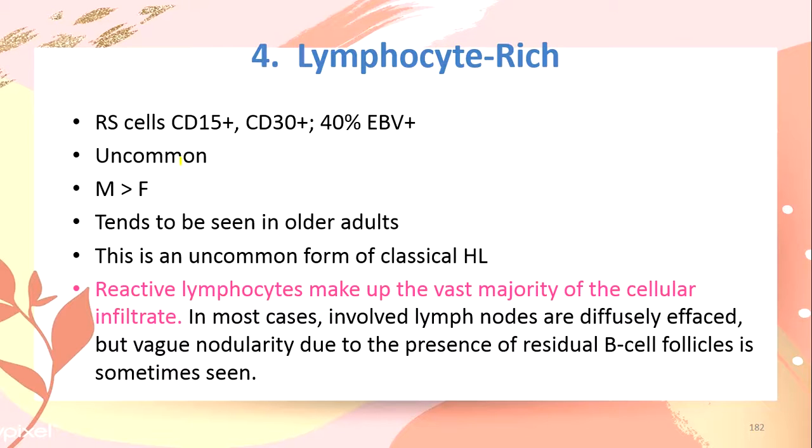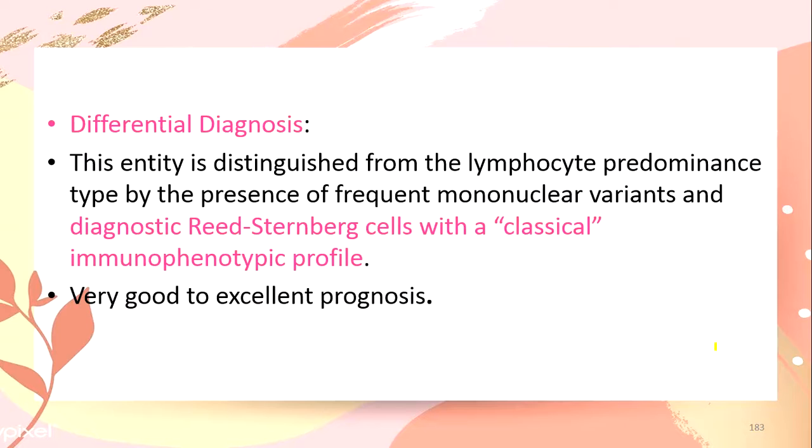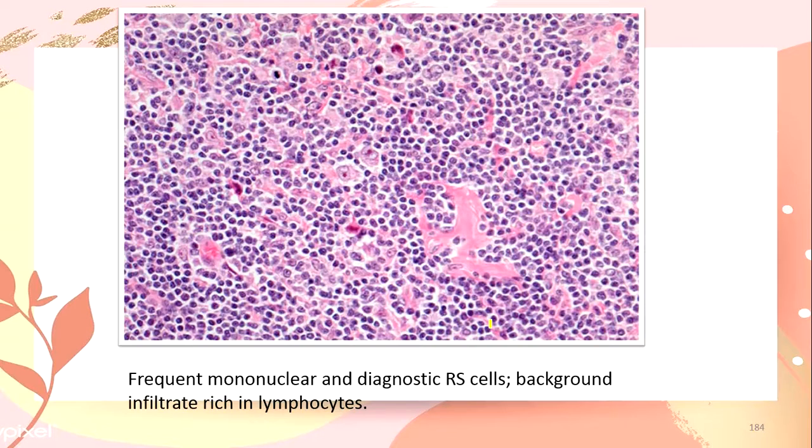Lymphocyte rich. It is the uncommon type, CD15, CD30 and EBV positive. Males are more affected and reactive lymphocytes make up the vast majority of the cellular infiltrate. The lymph node is diffusely effaced, vaguely nodular due to the presence of residual B follicles. It has a very good to excellent prognosis. On morphology, you will see frequent mononuclear and diagnostic RS cells, and the background is rich in lymphocytes.